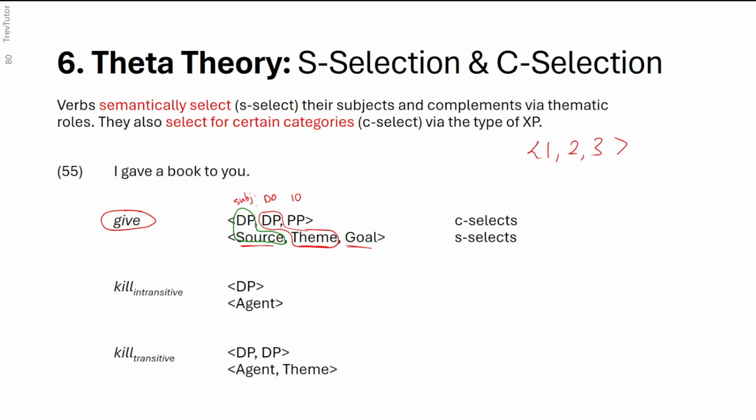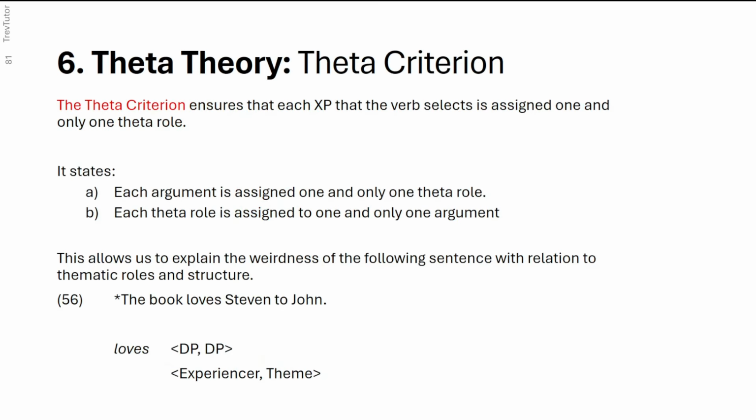So verbs can have different forms. If we take a look at kill intransitive and kill transitive, we might notice they're a little bit different. If kill is intransitive, it just wants an agent. So it's C-selecting a DP and it's S-selecting an agent. But if it's transitive, it wants a subject and an object. It's C-selecting a DP and S-selecting an agent for its first argument, and then it wants a DP theme for its second argument. And if those conditions are filled, then we'll get a grammatical sentence.